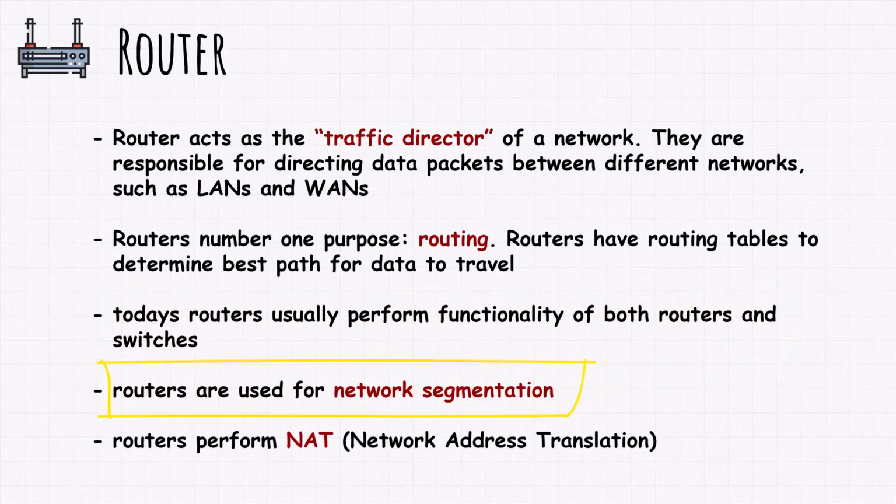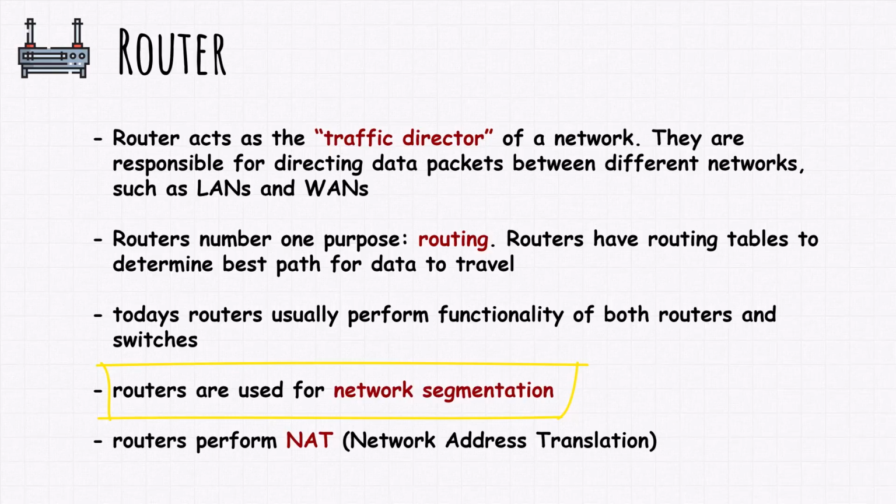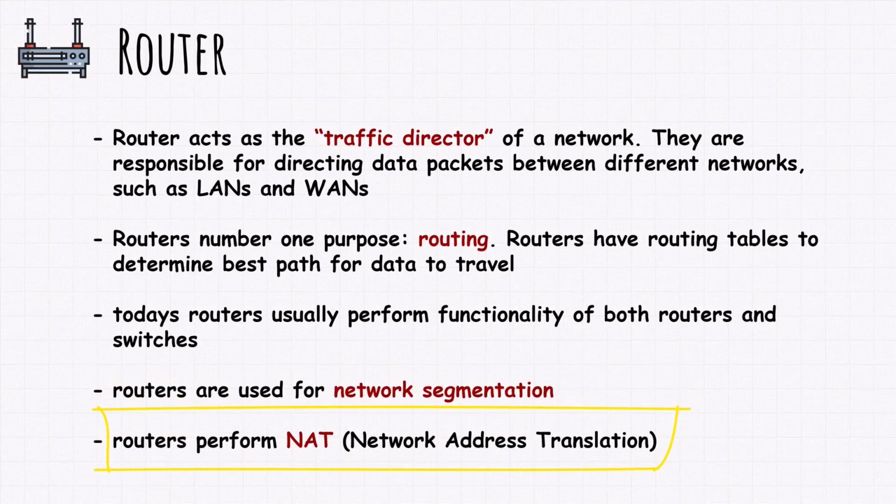Another use of routers is for network segmentation. Routers help segment networks, creating distinct broadcast domains. This segmentation enhances network security and reduces congestion. And also it is important to note that routers often perform NAT, or Network Address Translation, allowing multiple devices within a LAN to share a single public IP address. This conserves IPv4 address space and adds a layer of security.